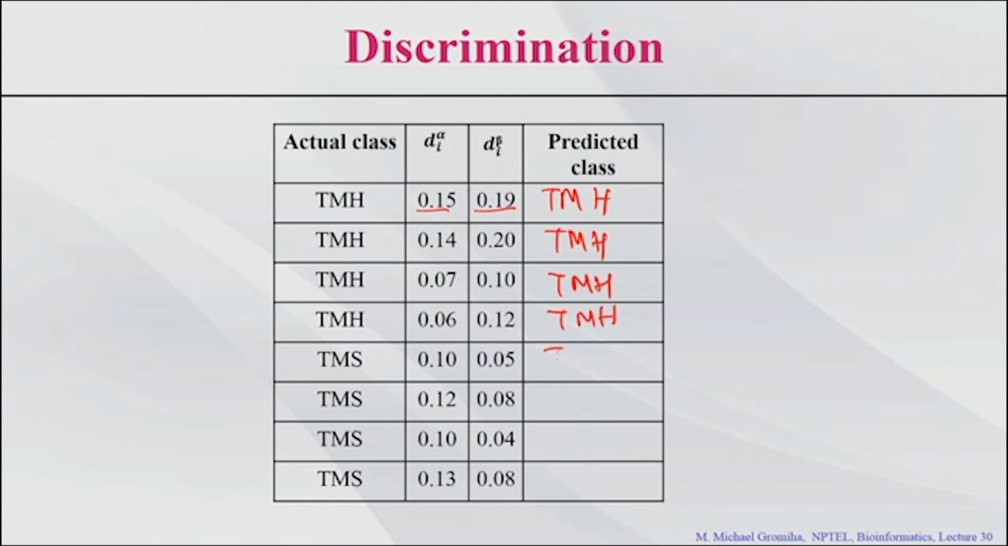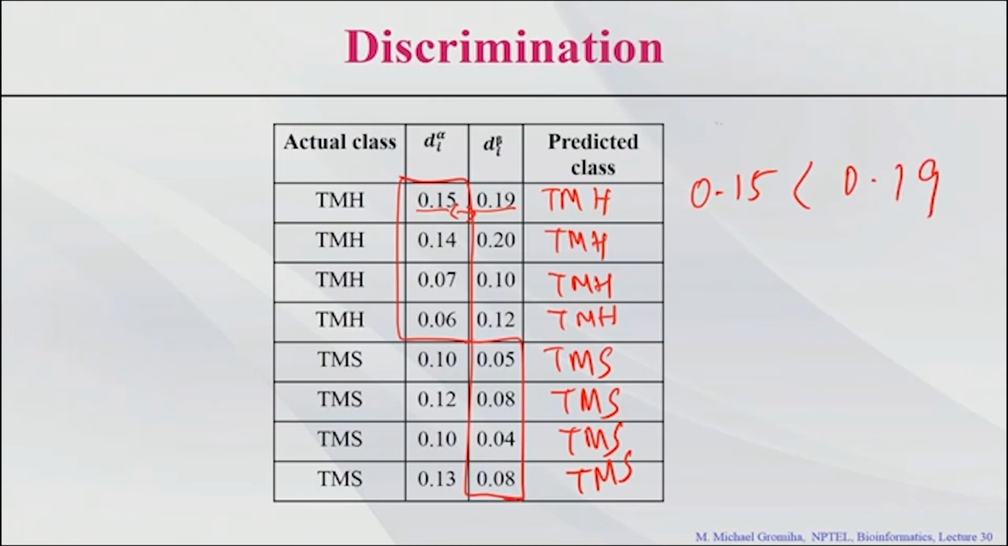This one? TMS, TMS, TMS, TMS, because this value is less here. Compare these two numbers and see which one is less; that gives the predicted class. Because 0.15 is less than 0.19, this is TMH, so we assign the class TMH. If you do this, you can see it is perfectly matching for all 8 examples.